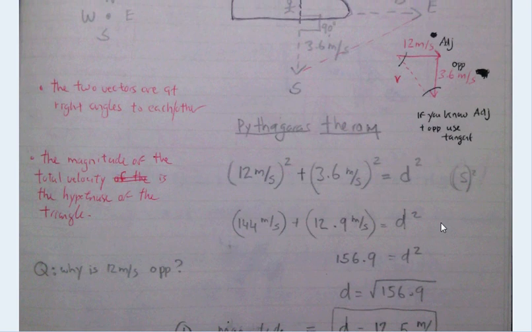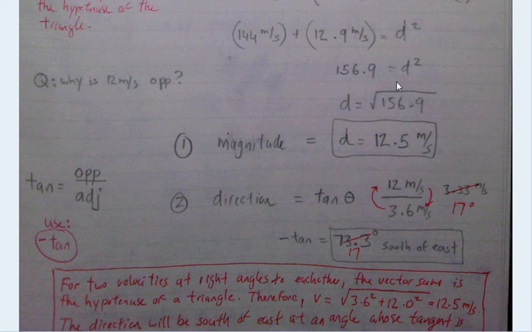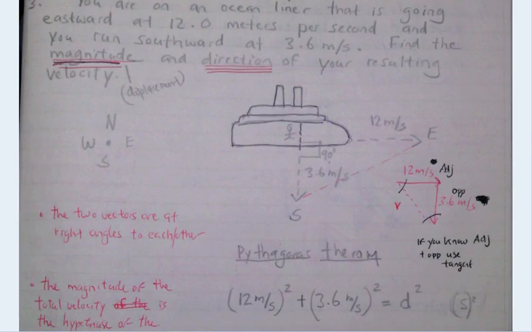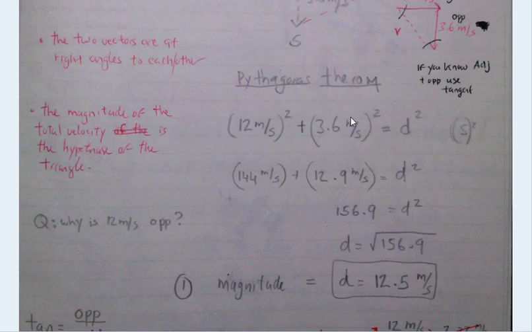So let's look again. Here is the opposite and here is the adjacent, so opposite needs to be on the top. And then with the calculator we find that it comes out to 0.3, and then using your calculator you perform the inverse tangent function, and you can find that it comes out to 17 degrees. So we know that we are going 17 degrees south of east, and the magnitude is 12.5 meters per second, meaning that that is our displacement from the place that we started.